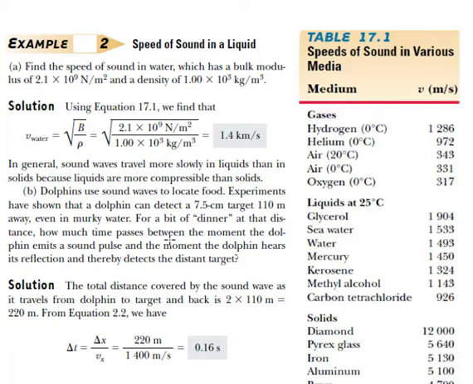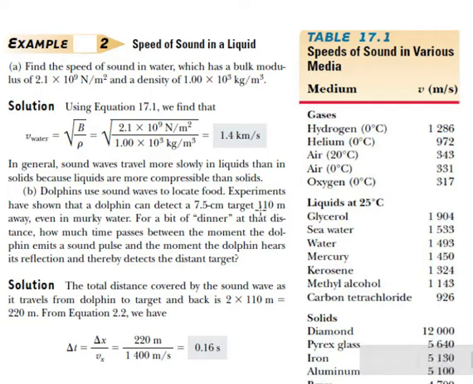So here we know the distance. The distance is given as 110 meters. We know the speed of sound in water is this, and we have to determine the time. So time is equal to the distance divided by the speed. Now here you see that the distance is 220 meters, and here we have been given the distance 110 meters.